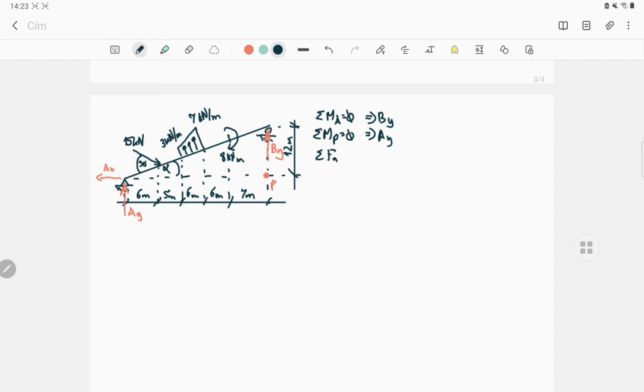After, we will check the two results with the summation of Fy, and if it is 0, both AY and BY are good. If not, we will find the problem. And the last will be the summation of Fx to find the AX.